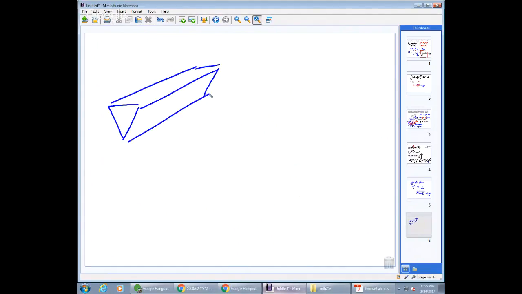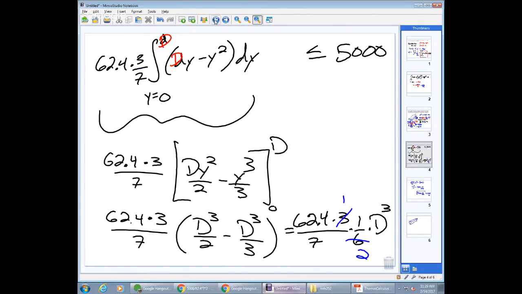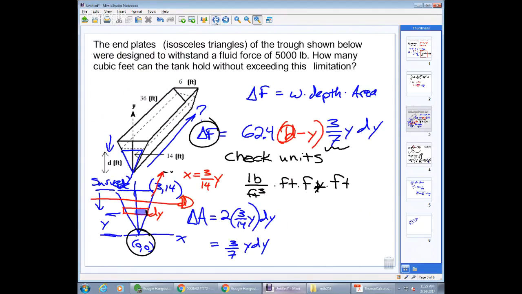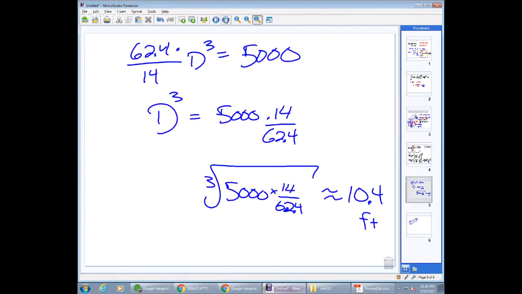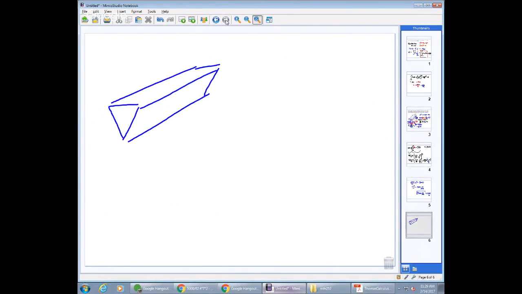And what do we know about this thing? How far deep was it? Anybody remember? 14 was the height. It was 36 deep. Where's my picture? Okay, so it's 36 that way. If I can just figure out the area of that base there, then I'll have area of the base times the length there will give me the volume.